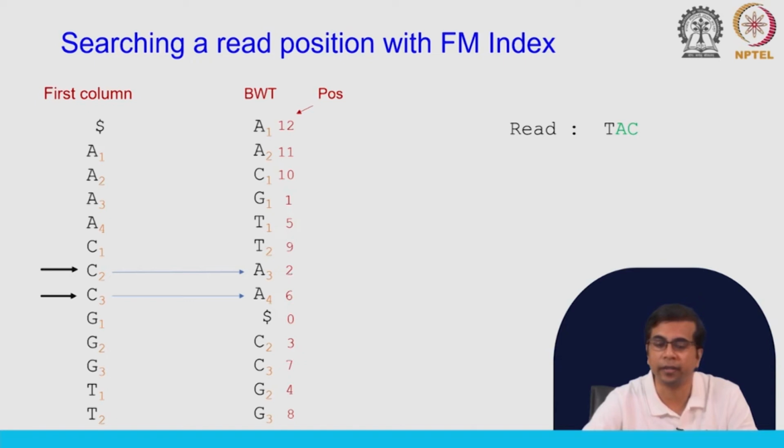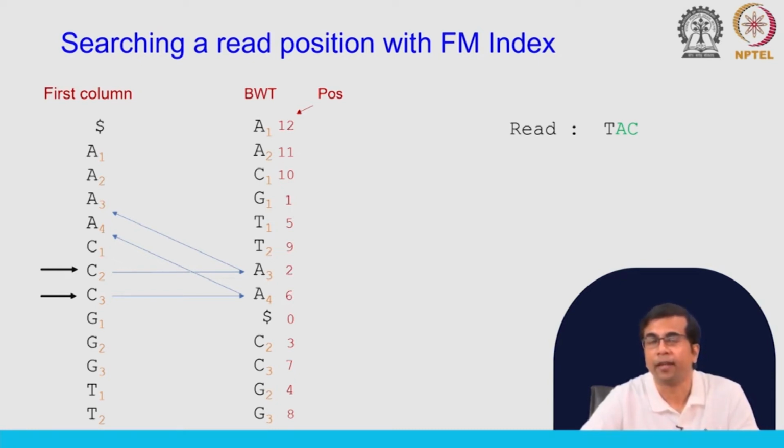So, that is why I have written them as A1, A2, A3, etc., so that we can easily map them back to the first column. Now we will use the LF mapping, and these A3, A4 correspond to A3, A4 here, in the first column. Okay. What is the next step?